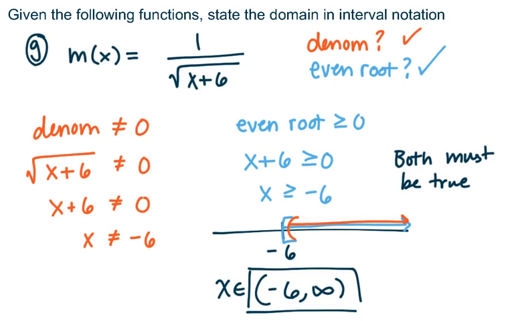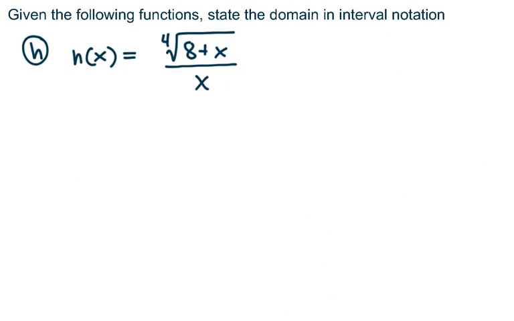All right, I have one more kind of synthesis example for us. For example H, we have the function n of x equals the fourth root of the quantity 8 plus x divided by x. All right, so let's ask our two questions. Do we have a variable in the denominator? Yes. Do we have an even indexed root? Yes, we have both of these.